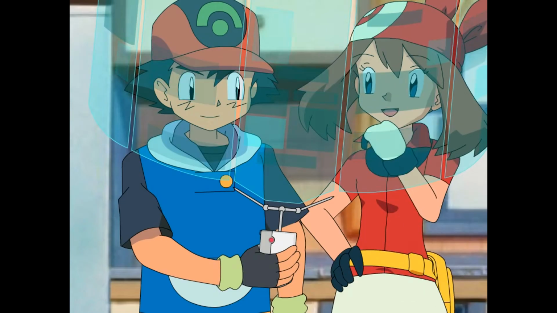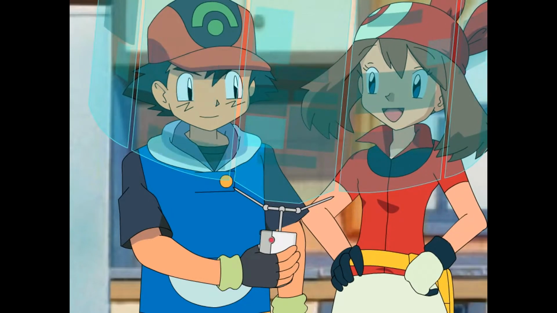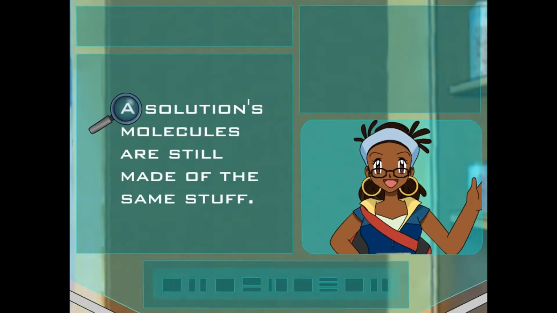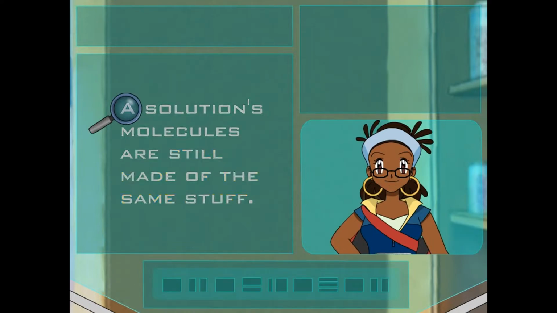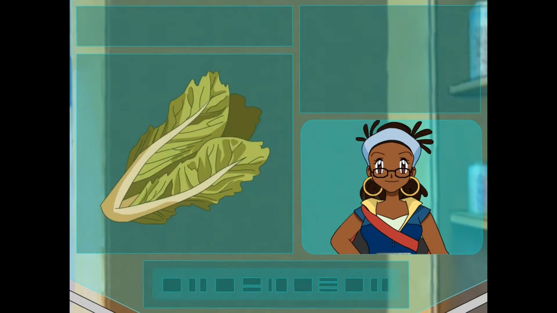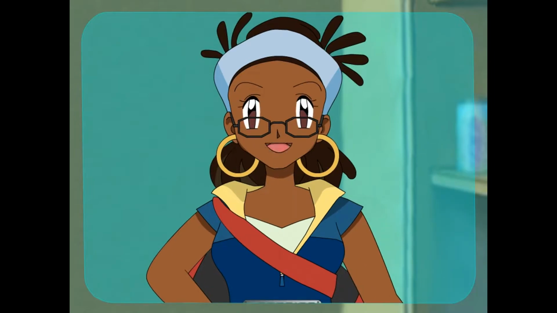So when the molecules in the solute break up to dissolve, does that mean they're changing into something else? Nope. Like the molecules in a regular mixture, they still are made up of the same stuff. The lettuce molecules stayed the same whether they were mixed with the tomatoes and carrots or were left by themselves. The molecules in a solution are still the same molecules. They just make themselves smaller so they can all spread out.